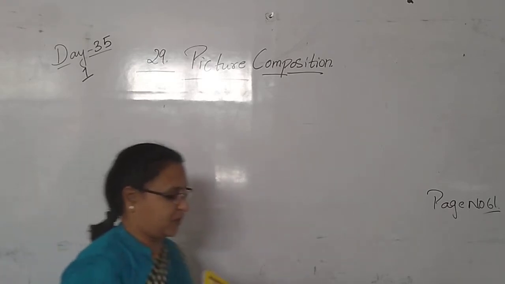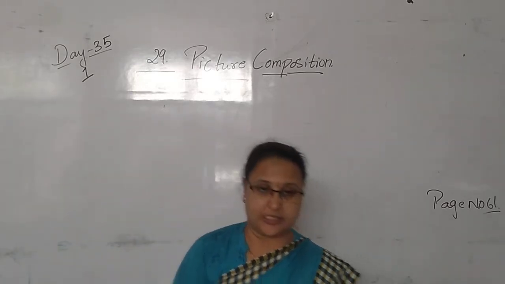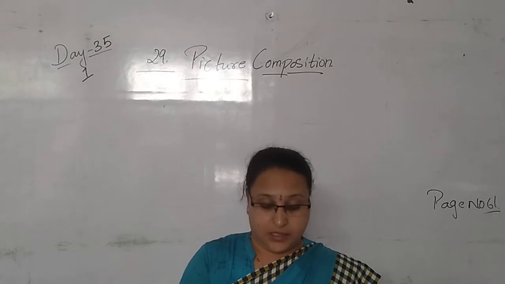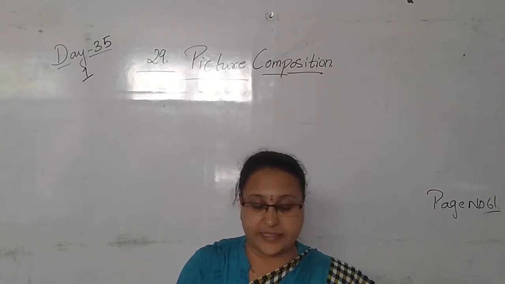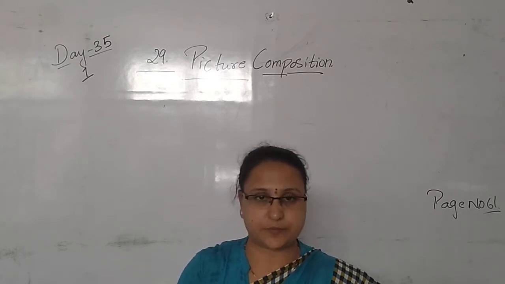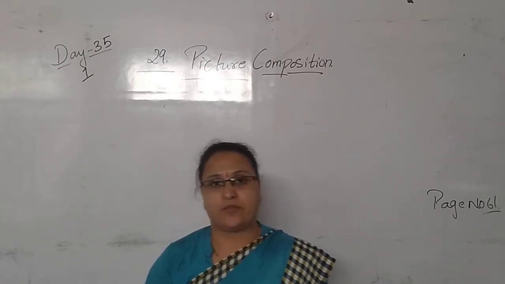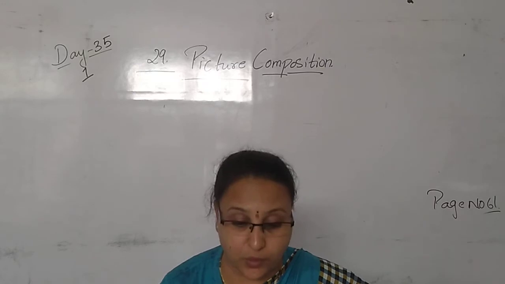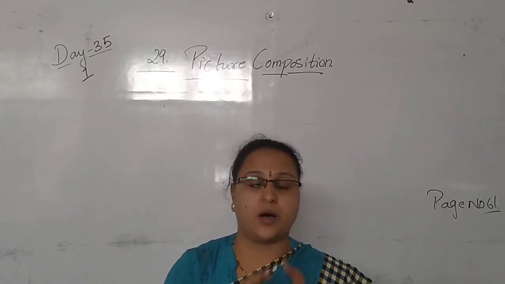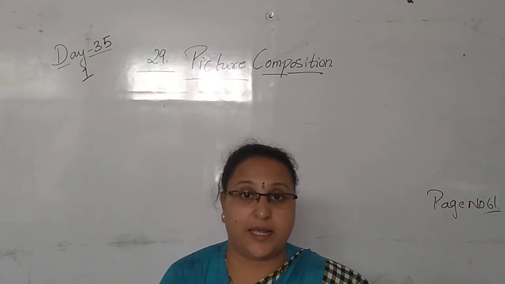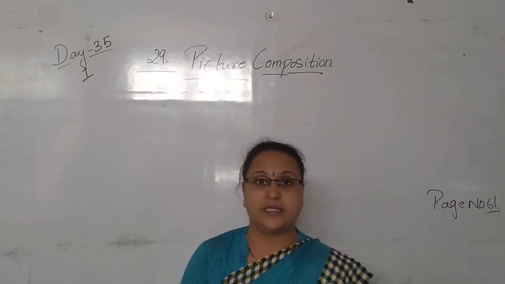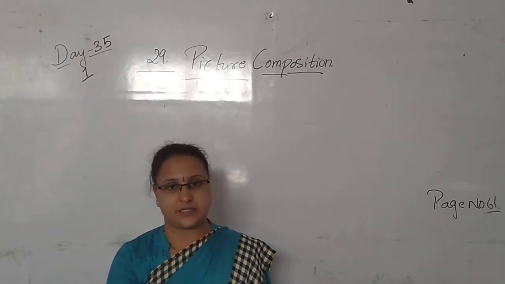So now let us start, children. Children, what they have asked us, look at the pictures and write 3 sentences on each. Yes, whatever picture is given there, we have to see that picture. We have to look at that picture. We have to observe the picture. And then we have to write the correct sentences.